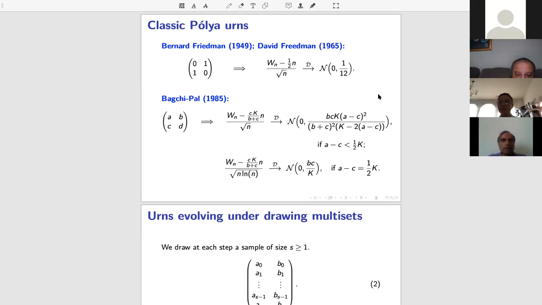Yeah, one second. What is K here? K here is the balance factor, so it's the row sum. Okay.